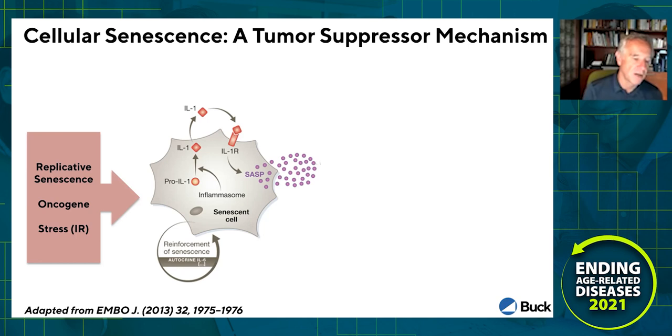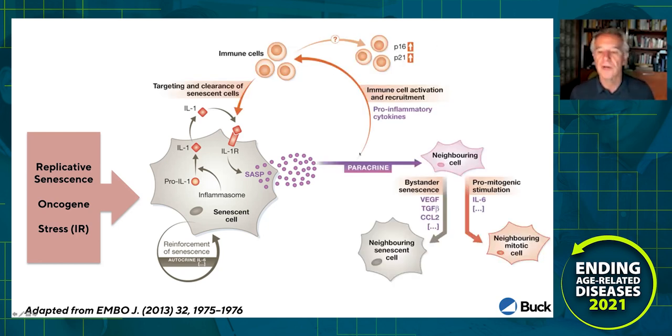It can be either a stress, oxidative stress, or radiation, oncogene, pre-oncogene activation, or replicative senescence. And these senescent cells actually start secreting the SASP. The role of the SASP, which is a series of pro-inflammatory molecules, is to signal to other immune cells that will eventually come and eliminate the senescent cells.